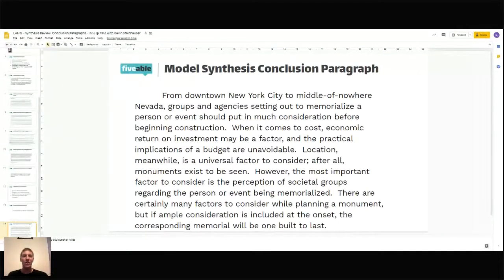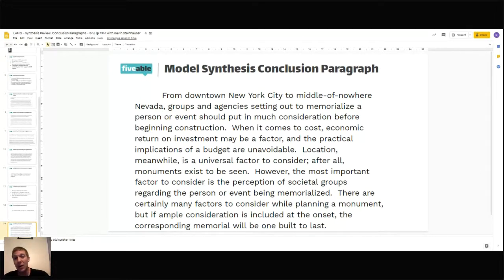From downtown New York City to middle of nowhere, Nevada, groups and agencies setting out to memorialize a person or event should put in much consideration before beginning construction. When it comes to cost, economic return on investment may be a factor, and the practical implications of a budget are unavoidable. So, in one sentence, putting a bow on my first body paragraph.